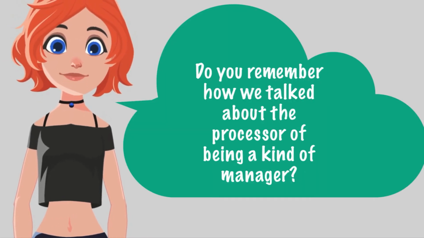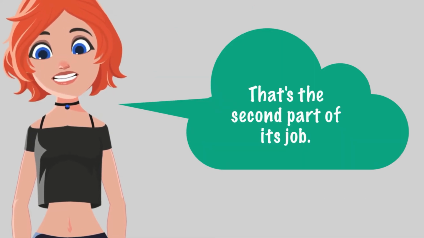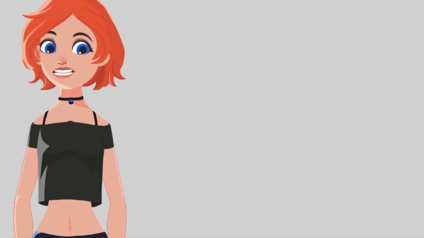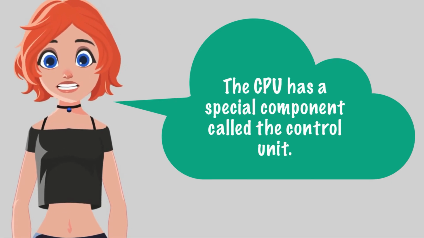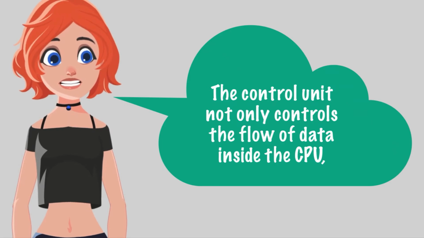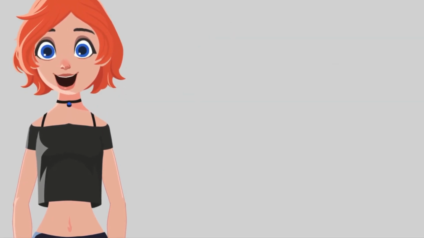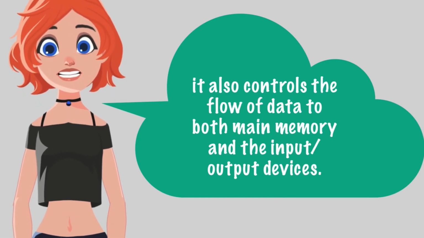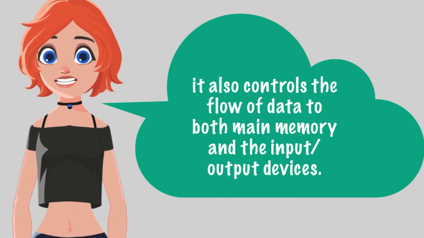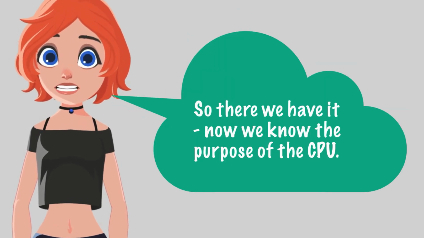Do you remember how we talked about the processor being a kind of manager? That's the second part of its job. The CPU has a special component called the control unit. The control unit not only controls the flow of data inside the CPU, it also controls the flow of data to both the main memory and the input and output devices. So there we have it. Now we know the purpose of the CPU.